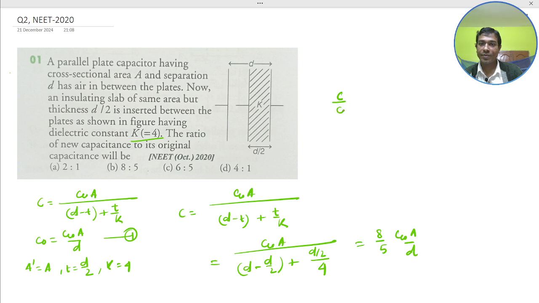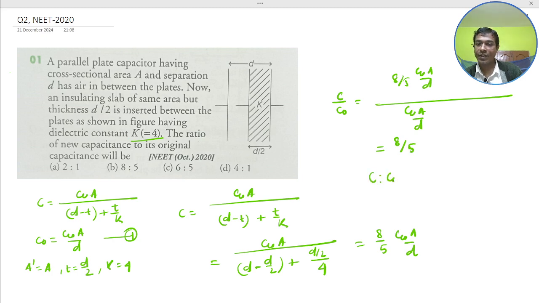So now you just find the ratio C by C naught. So 8 by 5 epsilon naught A by D, and this one is the original, epsilon naught A by D, so it would become 8 by 5. So C by C naught is equal to 8:5. So 8:5, B would be our correct answer.